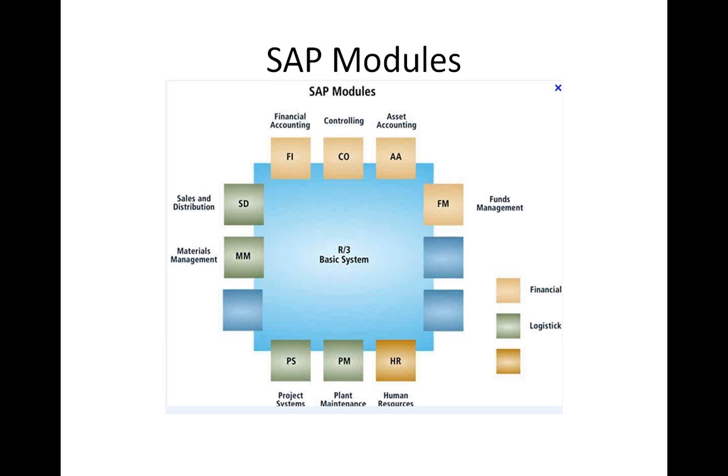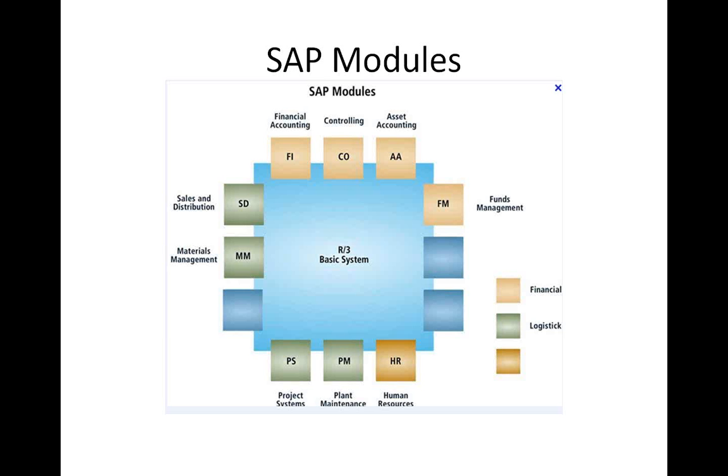So in the enterprise we are having employees also. The employees' data and all those things come under the human resource management. So when we are preparing the product, it comes under project systems and plant maintenance. So these are the different types of SAP modules. So this is all about the SAP overview and ERP overview.